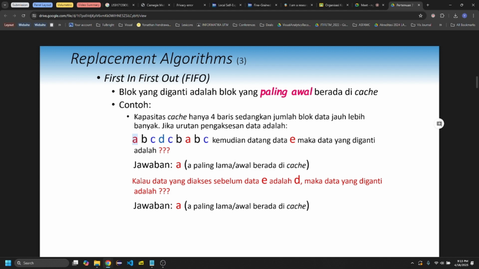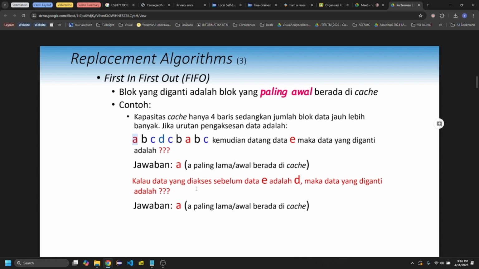Now, if the data accessed before E, I think before C, is D, so there is a D here, the data being replaced is still A. Why? Because A is still the longest one residing in the cache.